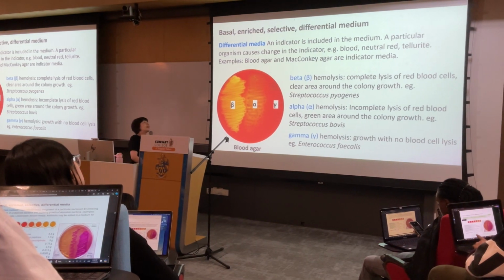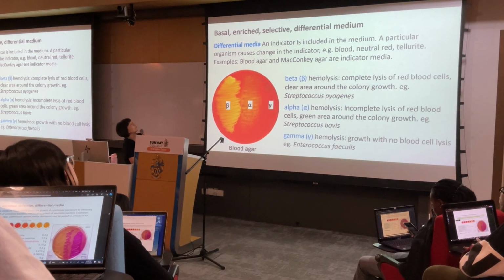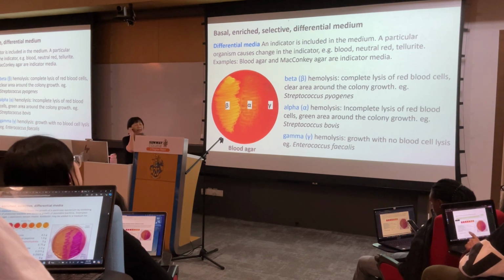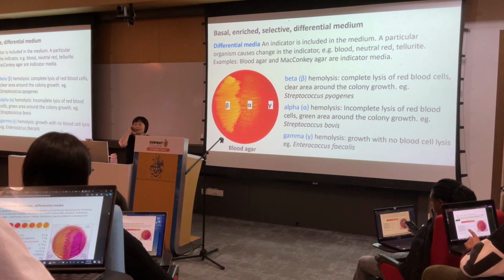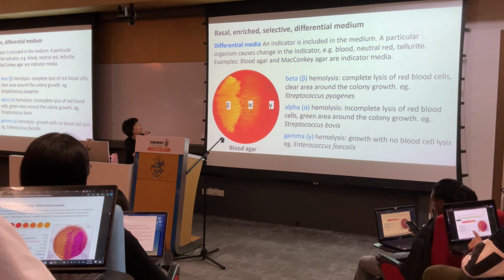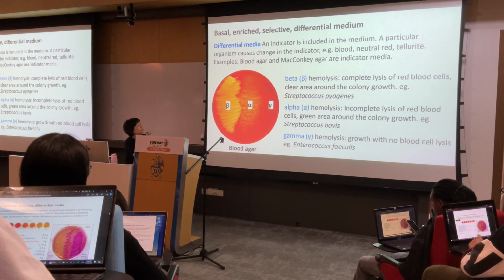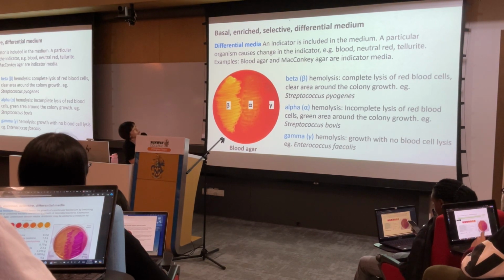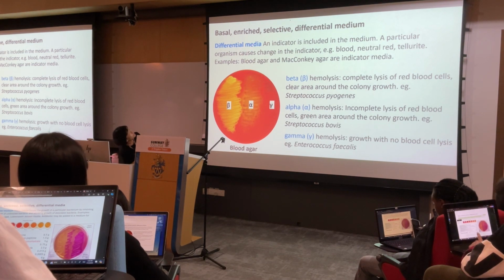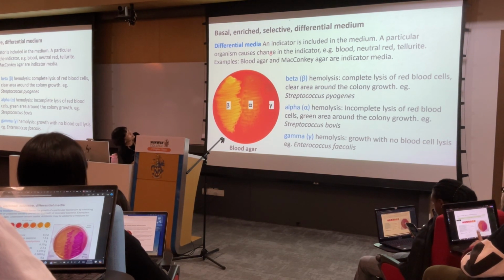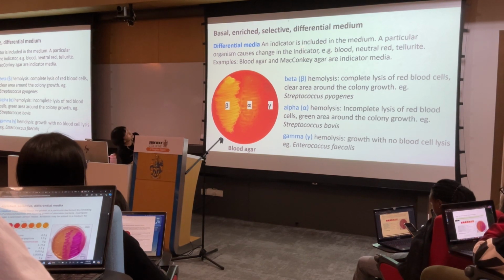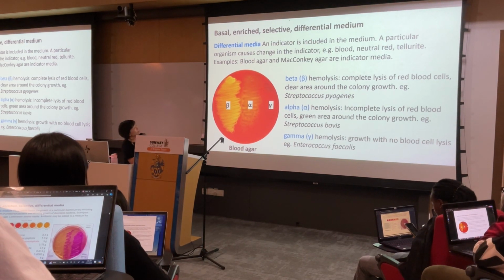One more, blood agar. I think you should be familiar with that. Blood agar contains 5% sheep blood normally. Is it selective as well? I think it's differential, not selective, sorry. It's a differential medium, and it has an indicator. The indicator is coming from the blood cells.